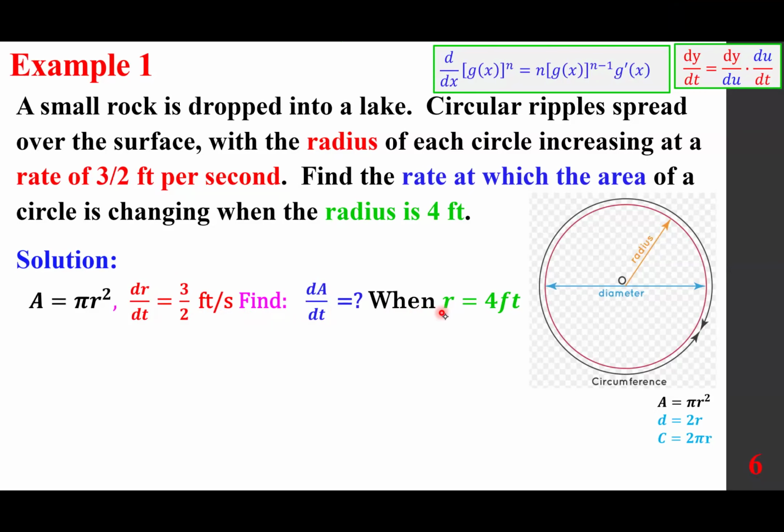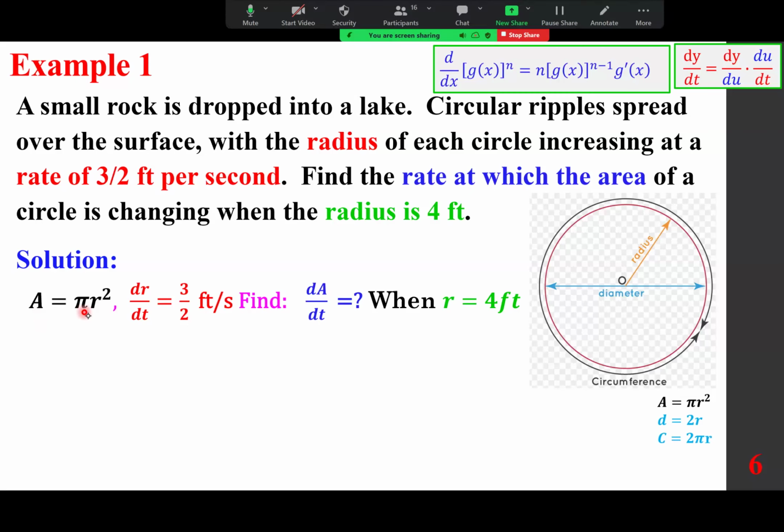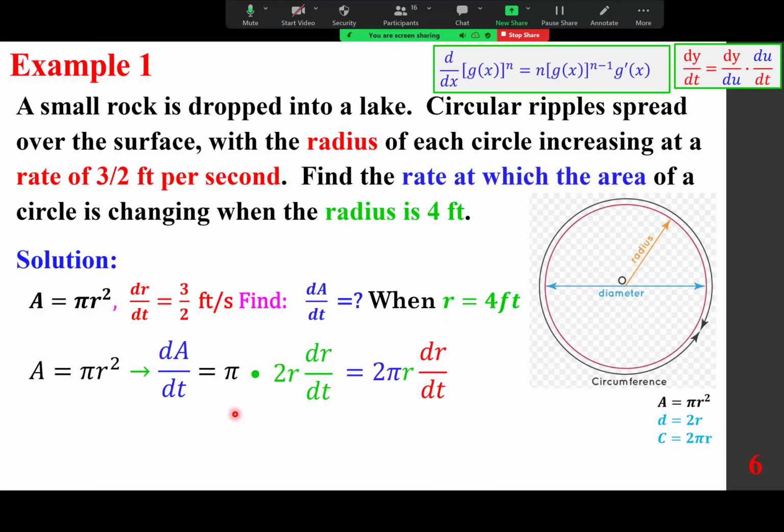All right, let's differentiate. We want dA/dt, and pi remains unchanged as it is a number, times the derivative of r squared, 2r dr/dt. This is the only calculus step. So dA/dt equals 2 pi r dr/dt. Replace the r, replace the dr/dt, and you're done. So r is 4 feet, dr/dt is 3/2.